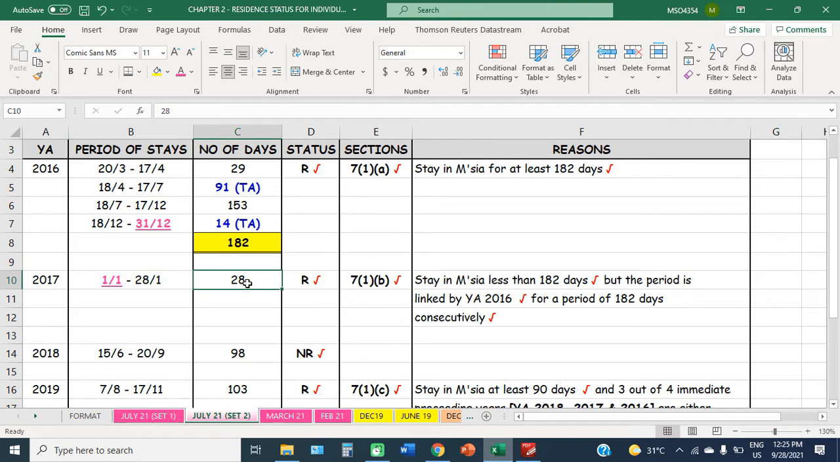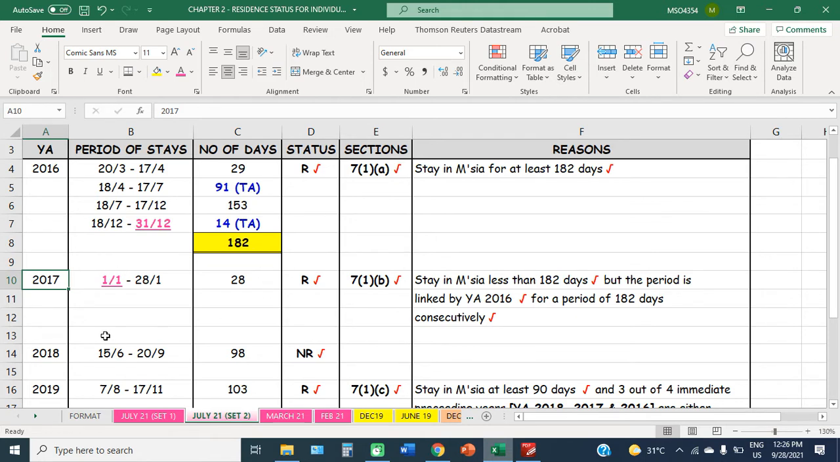Okay, one by one. Try A. Can we use section 7, subsection 1A? No, this is less than 182. Try B. We have two options, link 2 or link 1. Try link 1 first. First condition: make sure that we have at least 1 day in January 2017. In fact, he stayed in Malaysia for more than 1 day in January. First condition, satisfied.